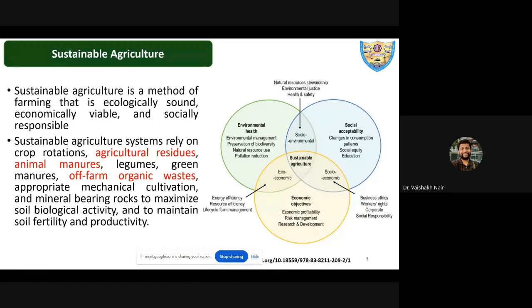So here, basically, three things again come into the picture. One is that social aspect, economic aspect, and environmental aspect. And in general, if I say it in simple terms, whatever we do, it doesn't harm the environment. We try to maximally utilize whatever the environment gives us, and we make sure that what we give back is not going to harm the environment.